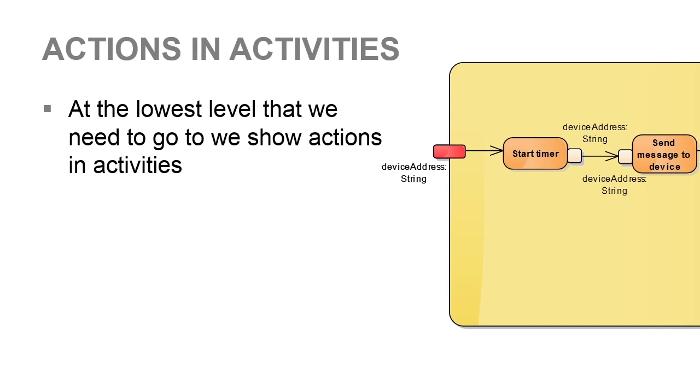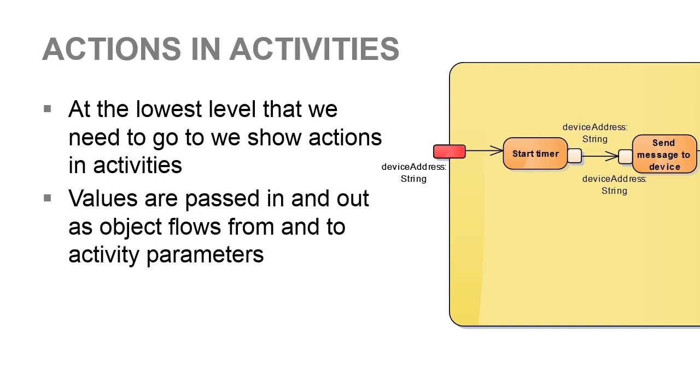We show actions in activities when we've reached the level at which we don't need to or can't decompose the workflow any further. Actions receive values as object flows starting at the activity parameters and pass values out as object flows to activity parameters.